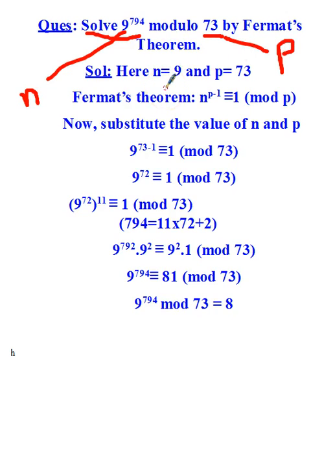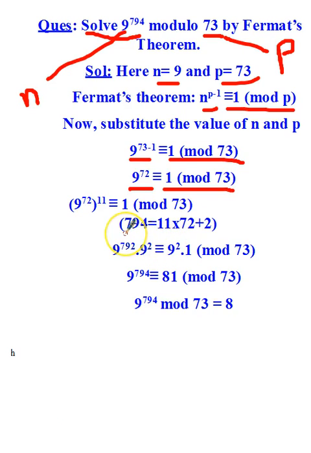So, now we will see how we apply Fermat's theorem. Here n is equal to 9, p is equal to 73. According to Fermat's theorem, n raised to the power p minus 1 is congruent to 1 mod p. Now substitute the values of n and p: 9 raised to the power 73 minus 1 is congruent to 1 mod 73. It means 9 raised to the power 72 is congruent to 1 mod 73. Now, with the help of the division algorithm, we will express 794 in terms of 72. So 794 will be 11 into 72 plus 2.